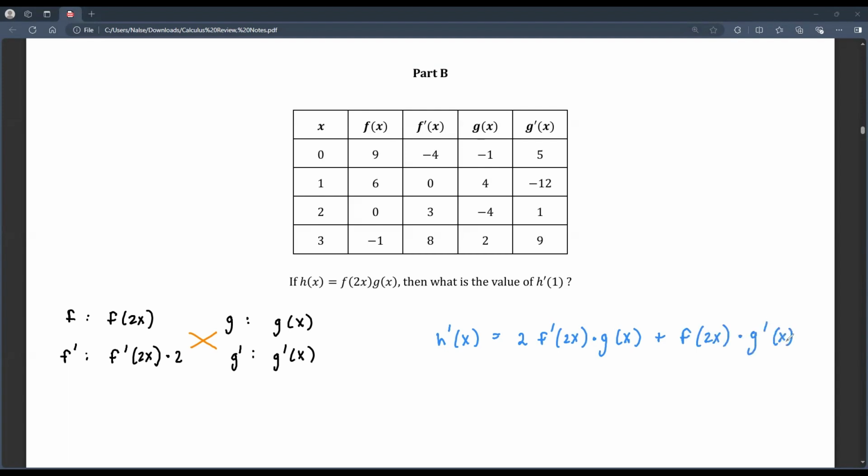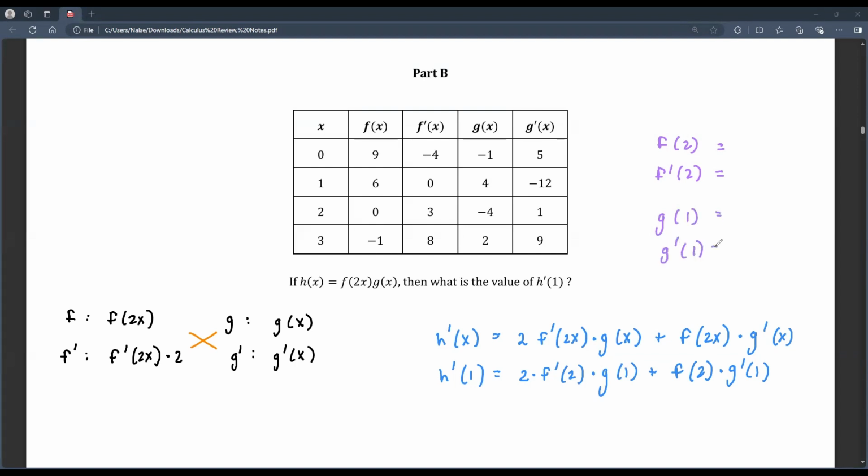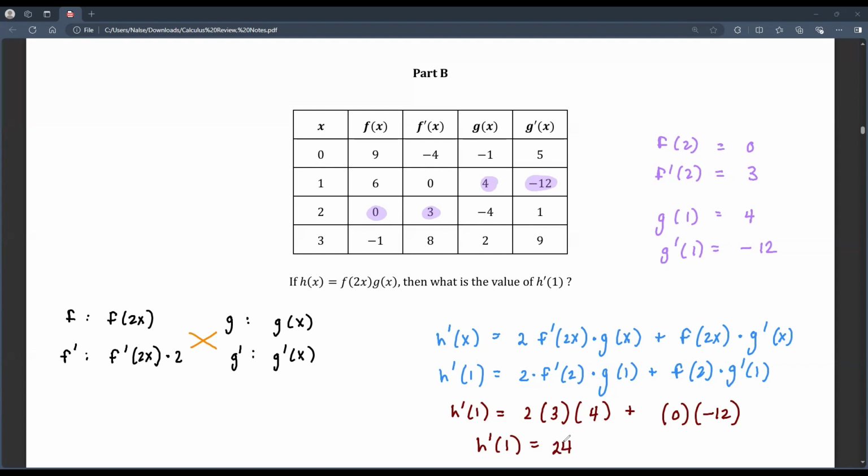The values we will need are f and f prime when x is 2, as well as g and g prime when x is 1. See if you can pick out these values from the chart. We will outline these values in the top right of our page, right next to the chart of values. Pause the video and try to finish the problem on your own. Did you find out that h prime of 1 is equal to 24? If so, you successfully completed Part B.